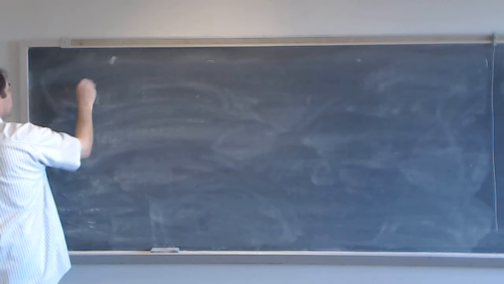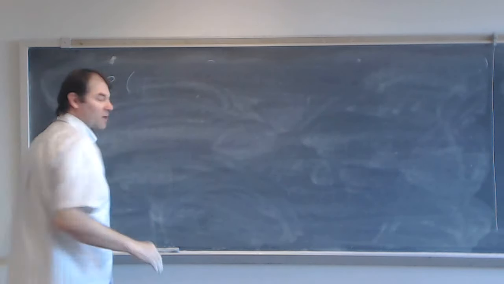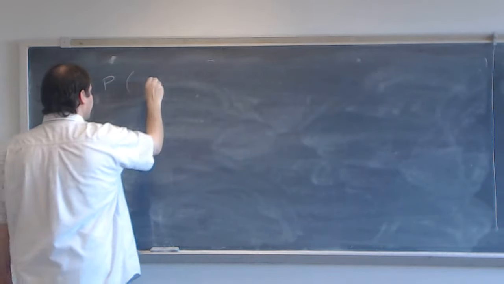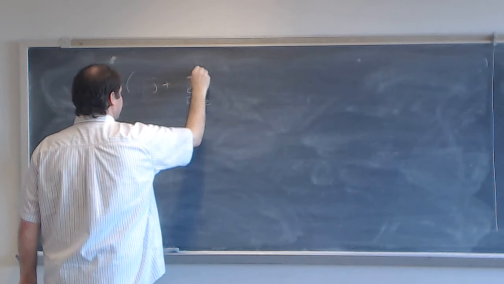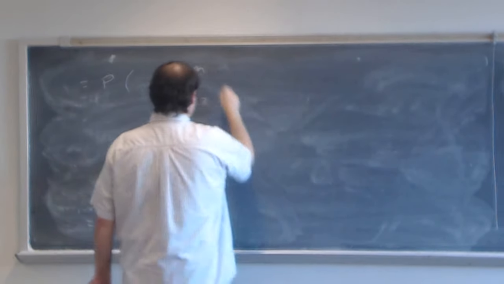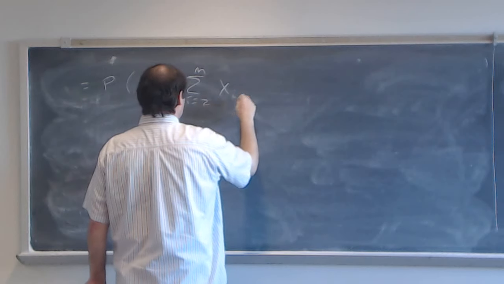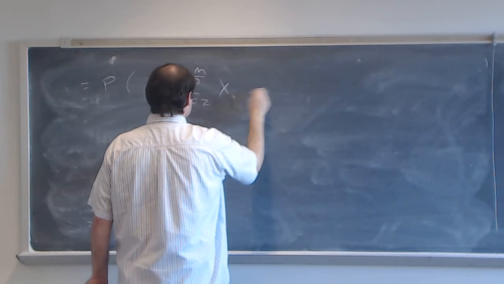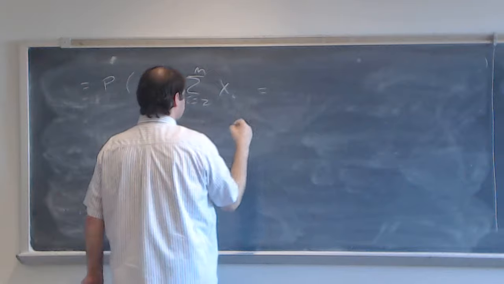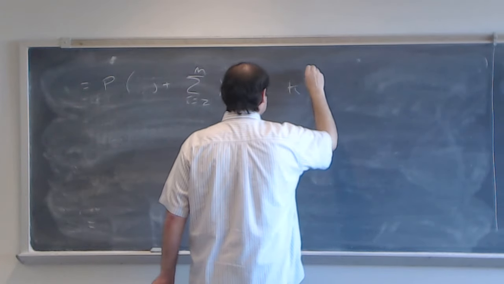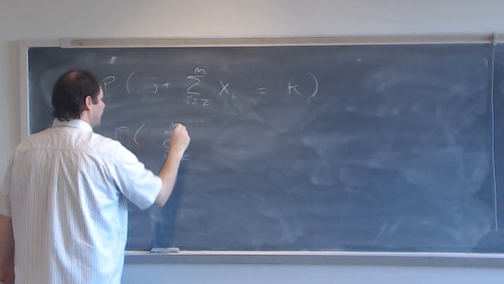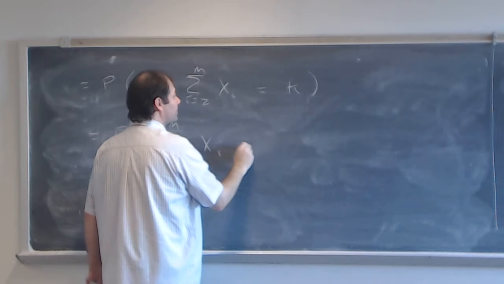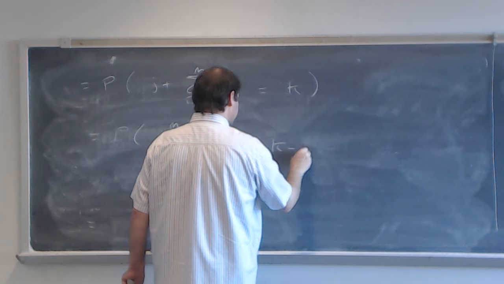Okay, so that's equal to the probability. We know x sub 1 is equal to j, so that means that j plus the sum as i runs from 2 to m of x sub i, that whole thing is equal to k. So that's the same thing as the probability that the sum as i runs from 2 to m of x sub i equals k minus j.